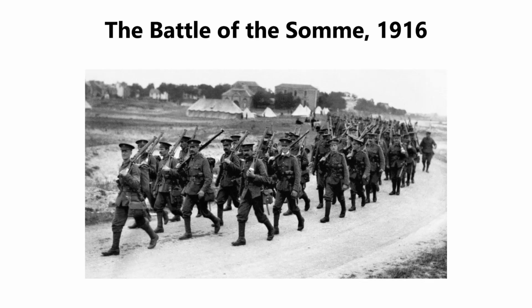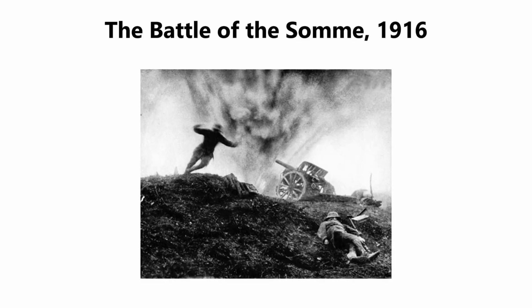The battle began as a joint British and French offensive against the German Empire along the Western Front. The Allies' primary goal was to relieve pressure on the French forces at Verdun and break through the German defenses. The plan was to use heavy artillery bombardments to destroy the German defenses, followed by infantry assaults to capture the German lines. However, the heavy artillery bombardments, which lasted for a week before the infantry attack, failed to achieve their goal.